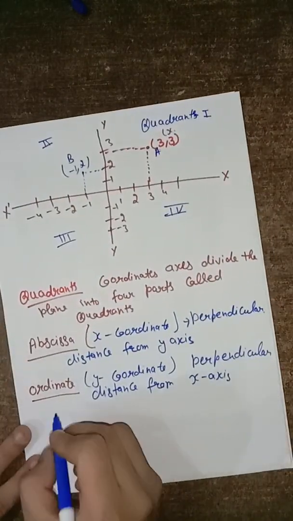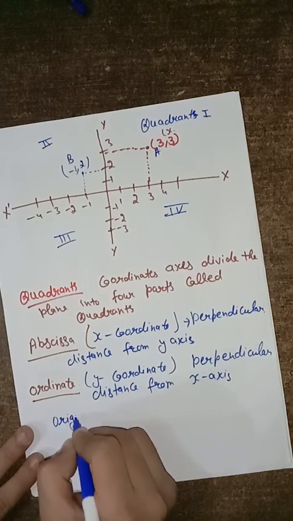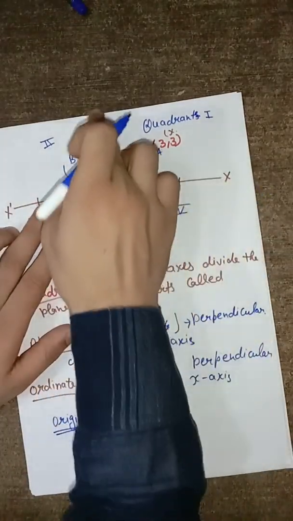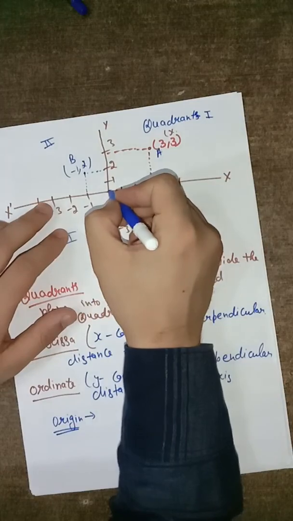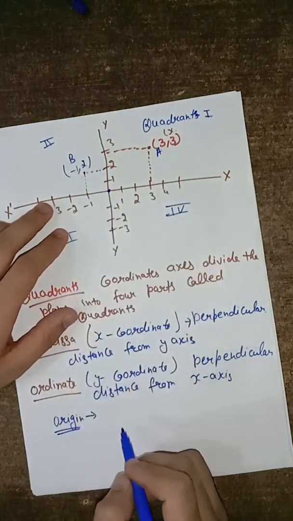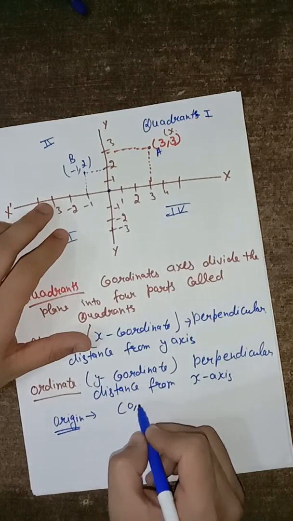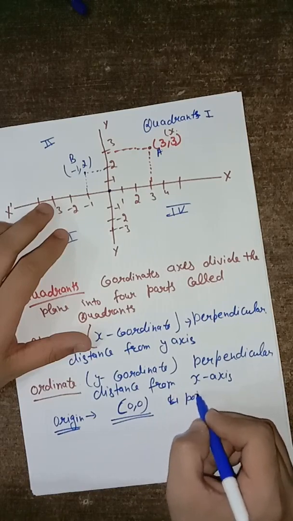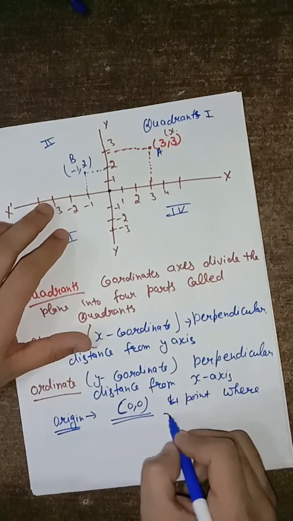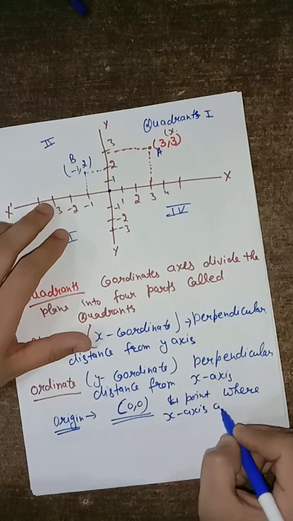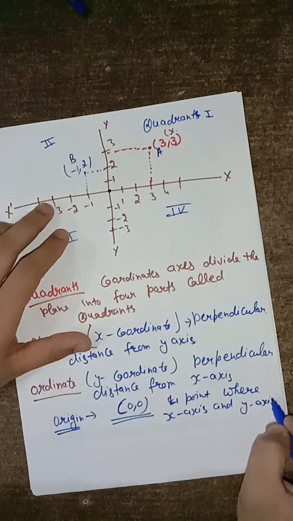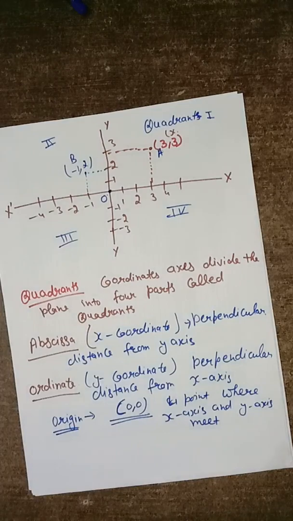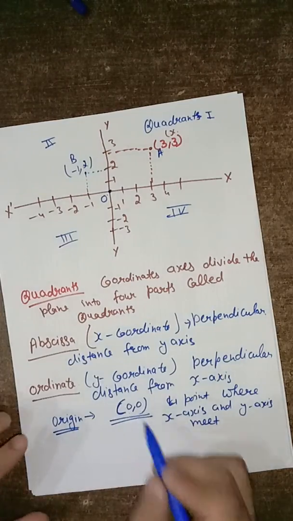Now our third term is origin. What is origin? Origin is a point where x-axis and y-axis meet. Here x is 0 and y is 0. So the coordinate of origin is 0, 0. It is a point where x-axis and y-axis meet. This is our origin and represented by O, and coordinate of origin is 0, 0.